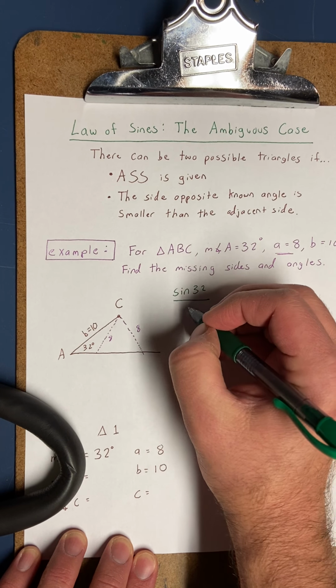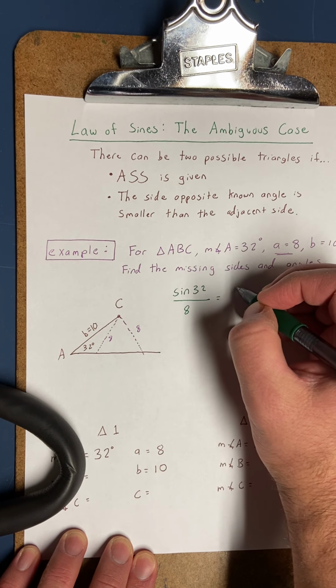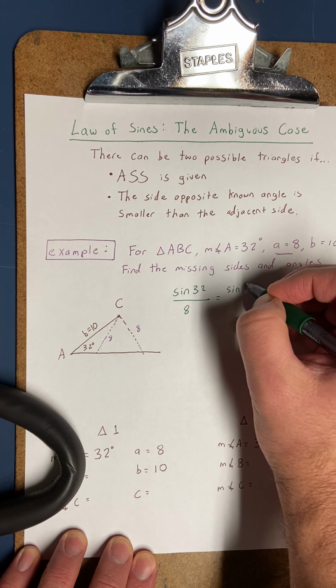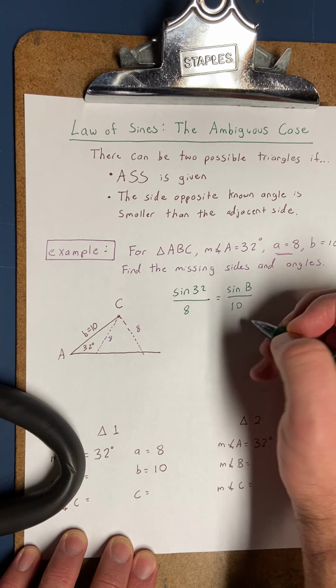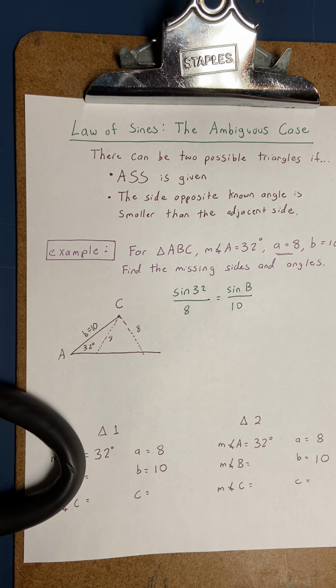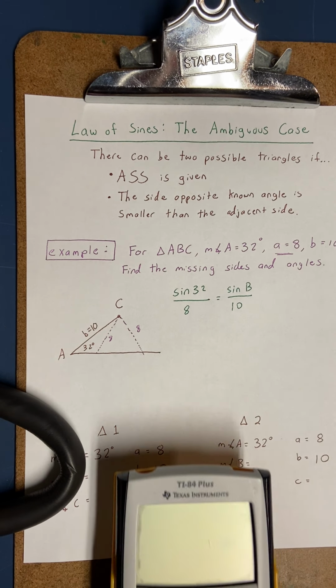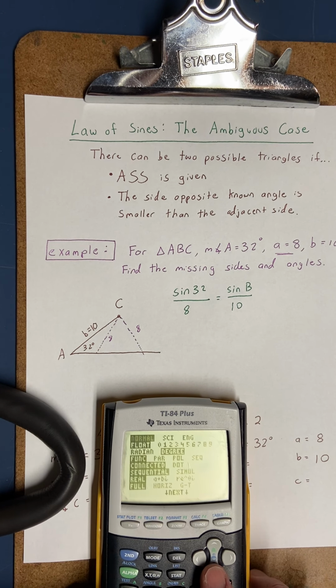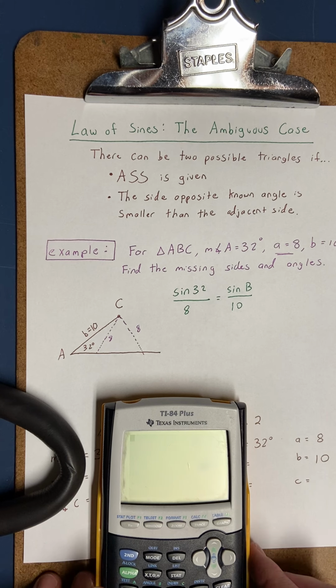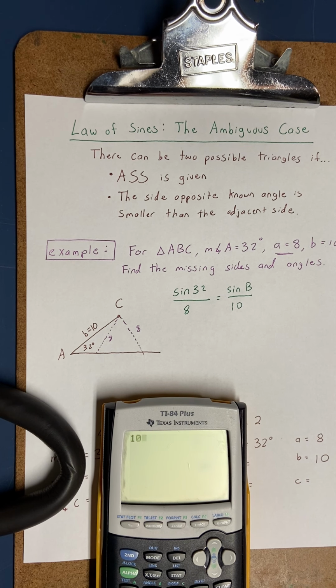So we'll start off with just the law of sines, which will be sine 32, opposite of 8, is equal to sine of B, the one we don't know, divided by 10. Now, if at any point during this video you want to pause, please do so to get caught up with the notes or to think about anything I've said. Make sure your calculator is in degree mode. Mine is. I'm going to now do 10 sine 32 divided by 8. I get 0.6624.